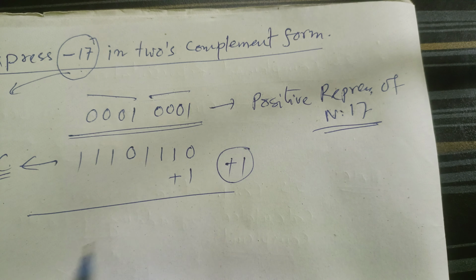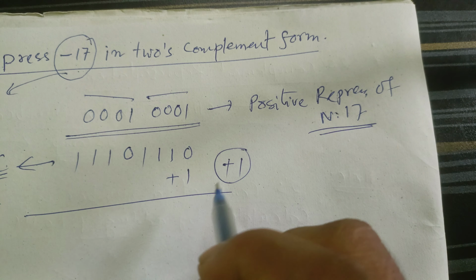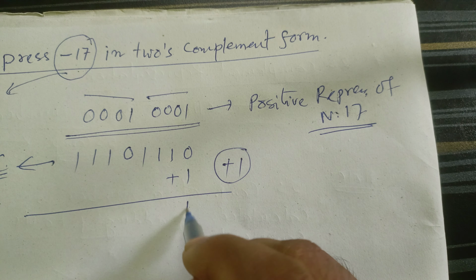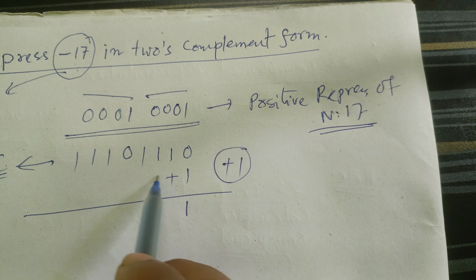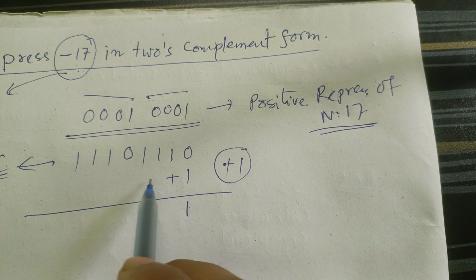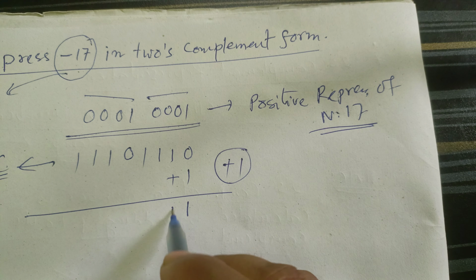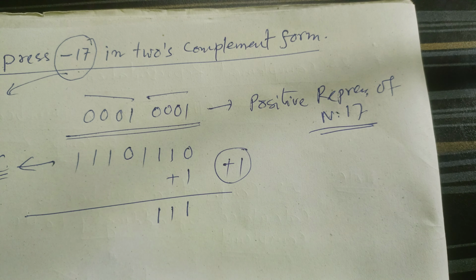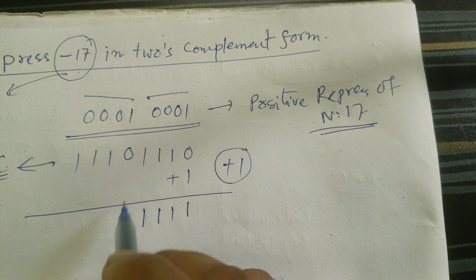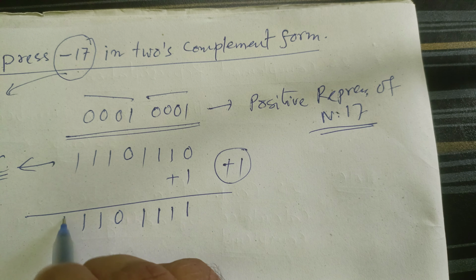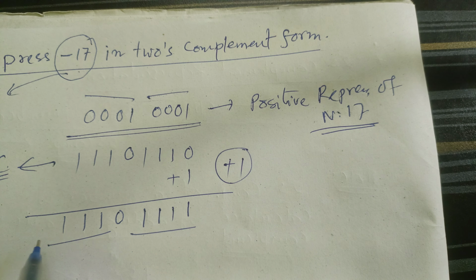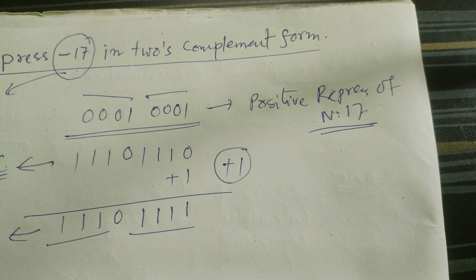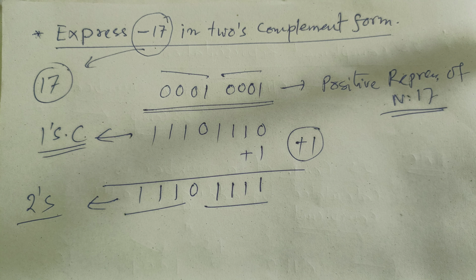So 0 1 0 1, if I add it, it will be 1. Again nothing is there, I mean we can consider 0 over here. So 0 plus 1 will be 1. Again for this one will be 1. Again for this one will be 1. 0 1 1 1. So this is nothing but the 2's complement form.